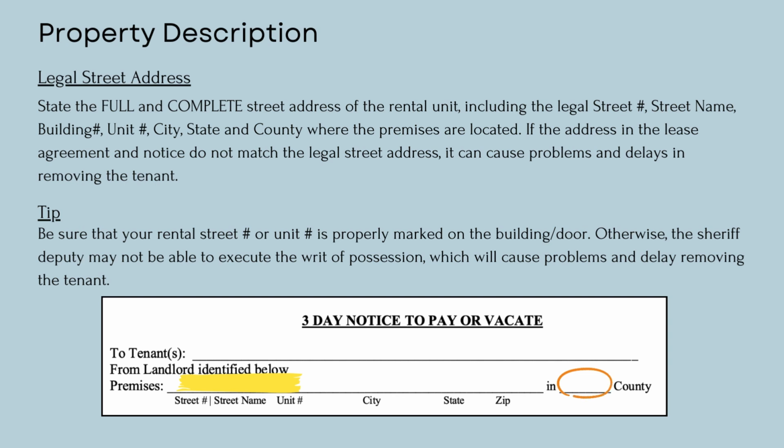You also want to make sure that the street number or unit number is displayed in a prominent location on the property so that the deputy can actually execute the writ of possession. If the deputy has a hard time finding the number, whether it's the street number or the unit number, you could run into problems with the deputy executing the writ of possession.